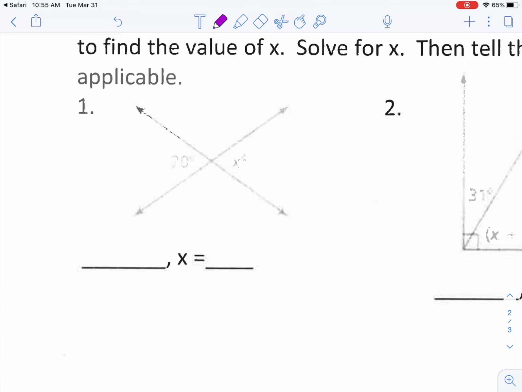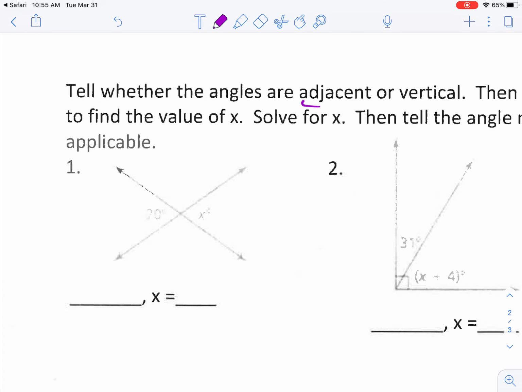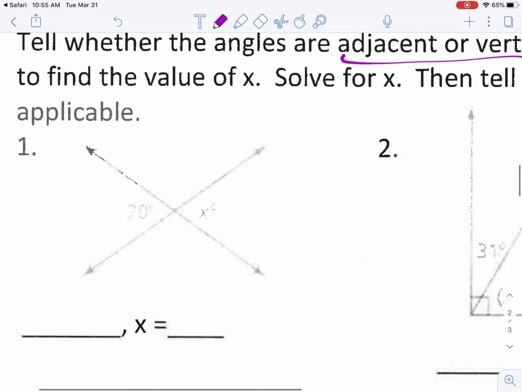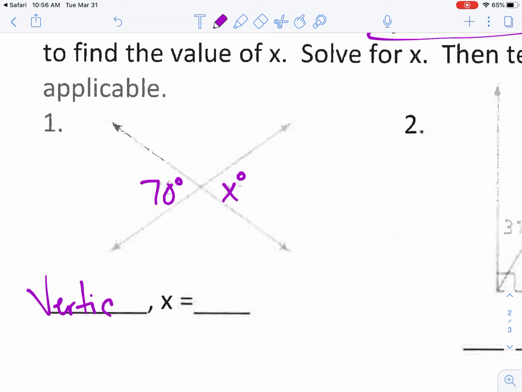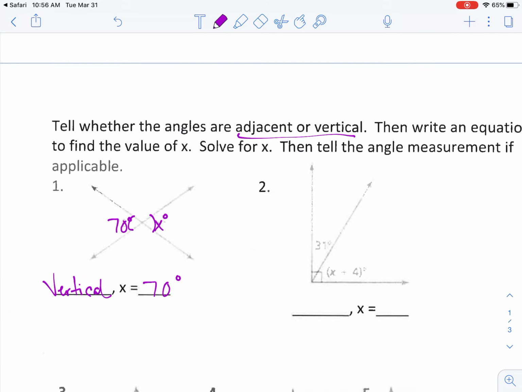Okay, so looking at number 1, we're supposed to first tell whether the angles are adjacent or vertical. Okay, this one looks a little hard to read. So this is saying this is 70 degrees. This is x degrees. Obviously, we're solving for x. Our first answer, we should know that those are opposite angles. So we're going to say that this is vertical angles. And if this angle is 70, we know that x is also 70 degrees because they are vertical. And vertical angles are always congruent.